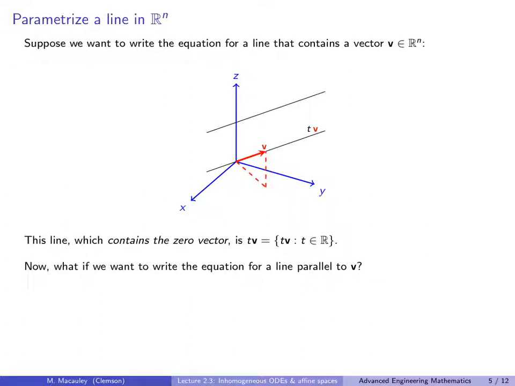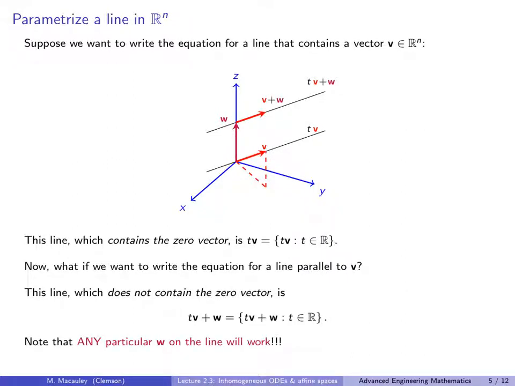Well, first of all, we need to find a vector on that line. Let's call it w, and claim any w will work. Here's one such w. So this new line, which does not contain the zero vector, is the old line tv plus this w. In other words, it's what we get if we just add w to this line and we shift it up. We just shift it up from going through the origin, going through w. And algebraically, that's the set t times v plus w, where t is any real number.